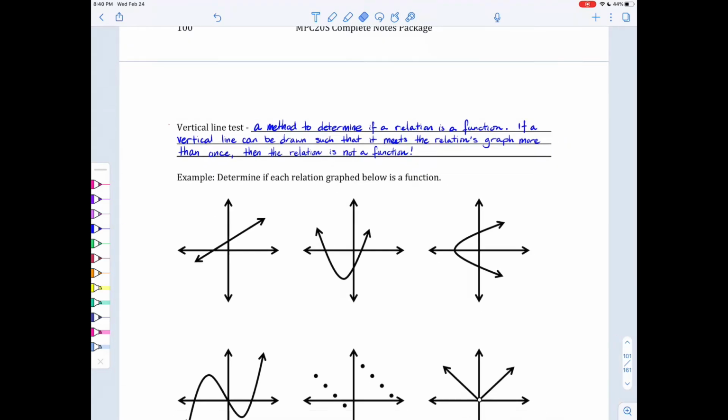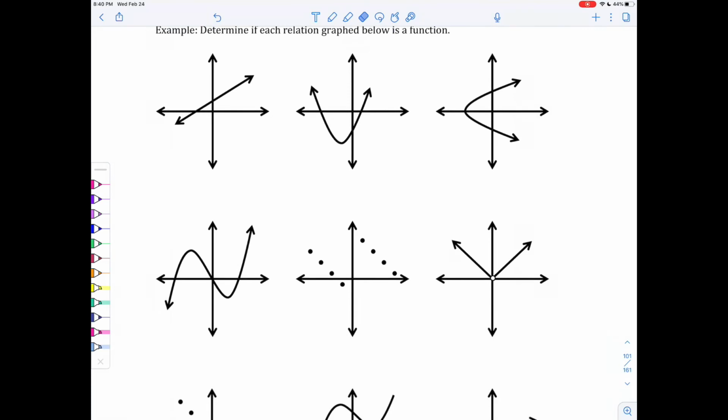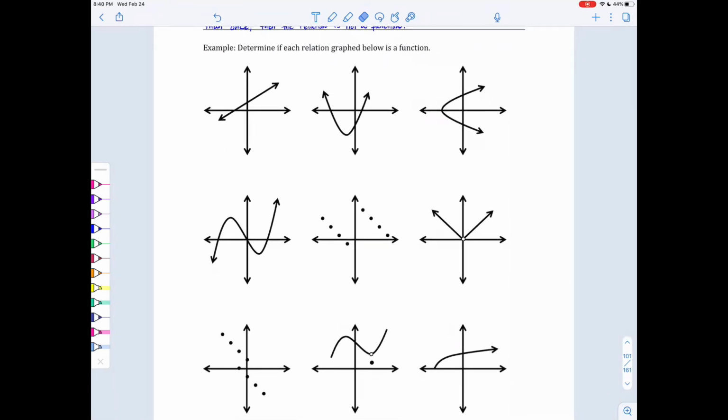Now, before we look at that, what I'd like you to do is really quickly see if you can pick out which data is very obviously discrete and which data is very obviously continuous. So we're going to tell if each one of these is a function.